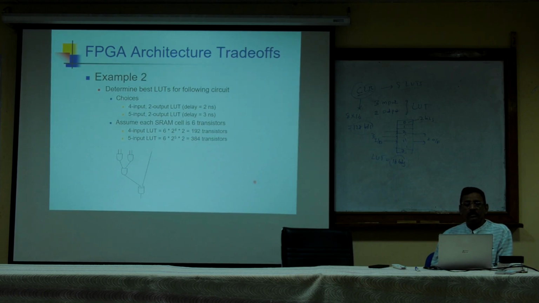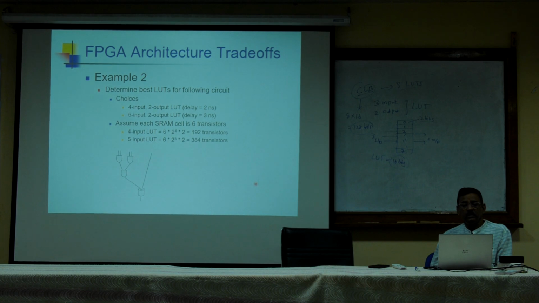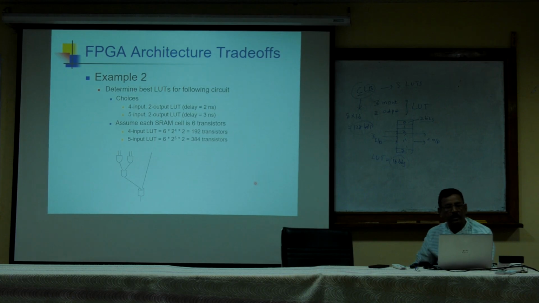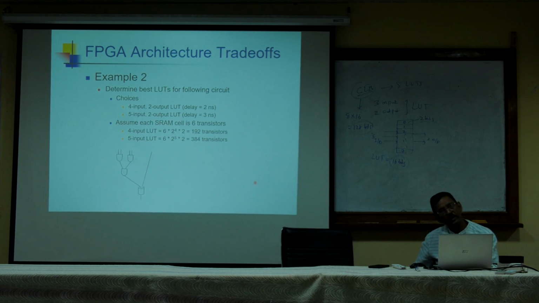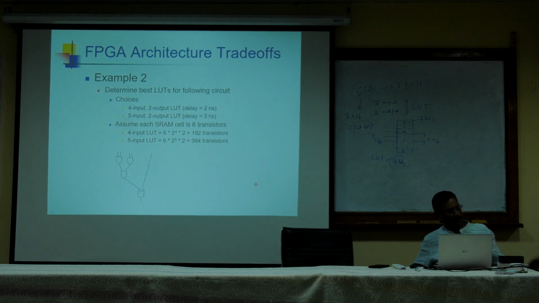Now this one: determine the best LUT for the following circuit. Which one is better, tell me for this. You decide and tell me. First apply 4 input and see what the transistors and delay are. Then apply 5 input, test the number of transistors and delay, and tell me which one is better.